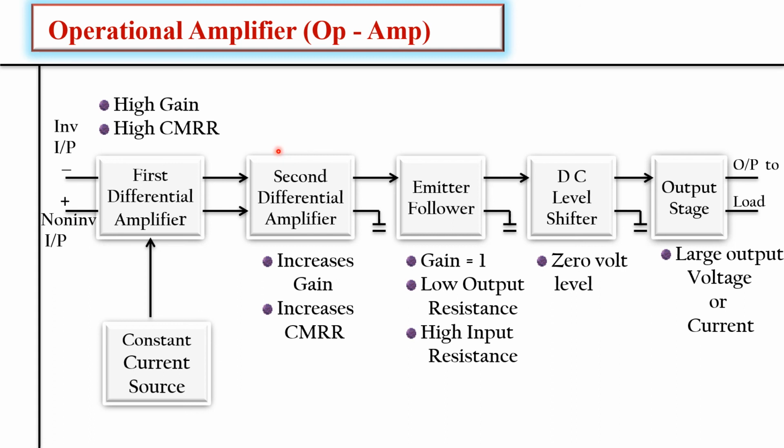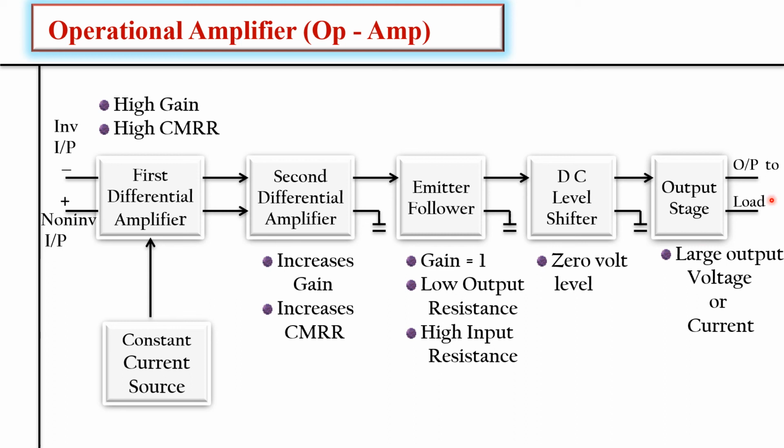So a question may come: explain the block diagram of operational amplifier. You have to draw the block diagram and explain the function of each block. Is it clear? So this is nothing but the block diagram of op-amp. The first differential amplifier is double-ended. Then the second differential amplifier, single-ended. Emitter follower again single-ended, and DC shifter single-ended, and the output stage.